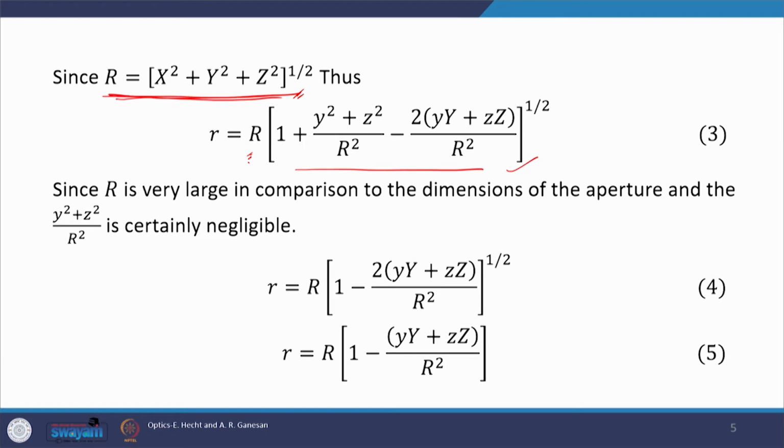Now, since R is very large in comparison to the dimension of the aperture, the second term in expression 3 on the right hand side is negligible and we can neglect it, because y and z are the coordinates of points which are in the aperture plane, and the aperture size is very small as compared to R. Therefore, y square and z square would be even smaller, and since R square is also there in the denominator, which is a very huge term, this term will go away, we will neglect it. We would be left with the third term and the first term only, these two terms will be there while this would be neglected.